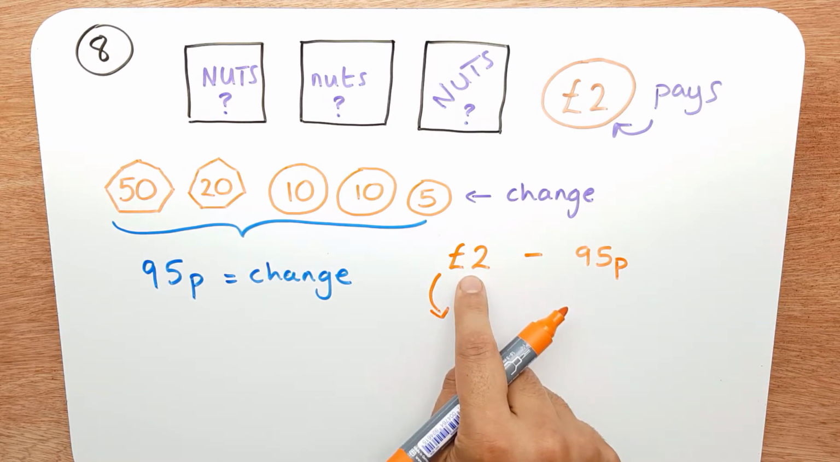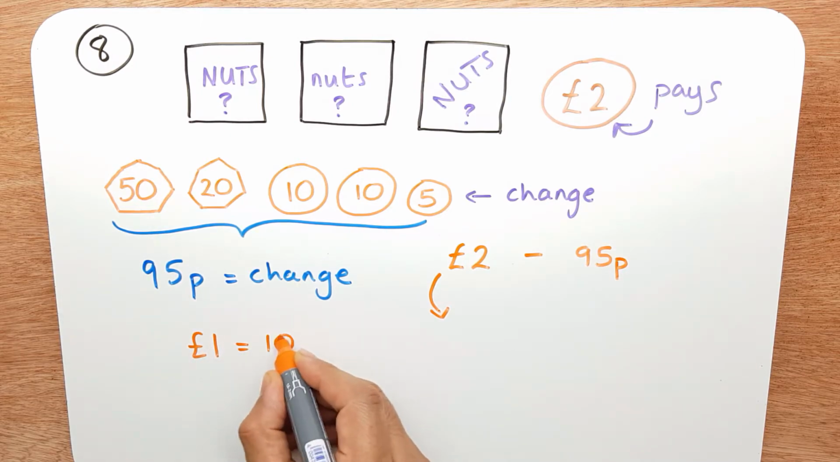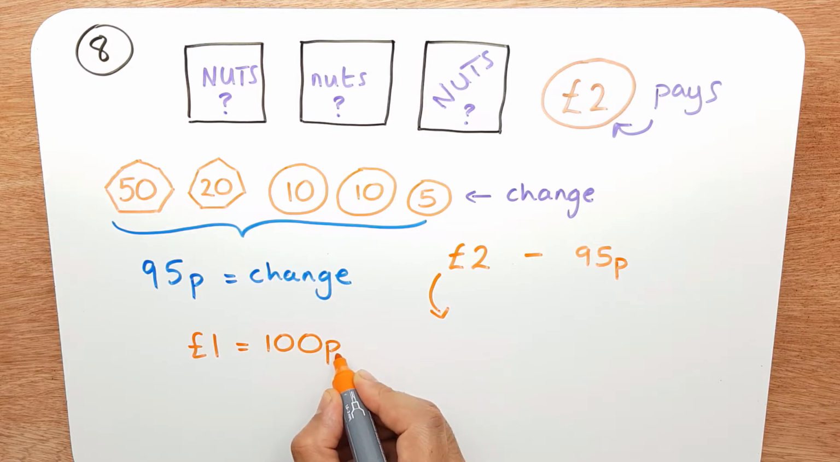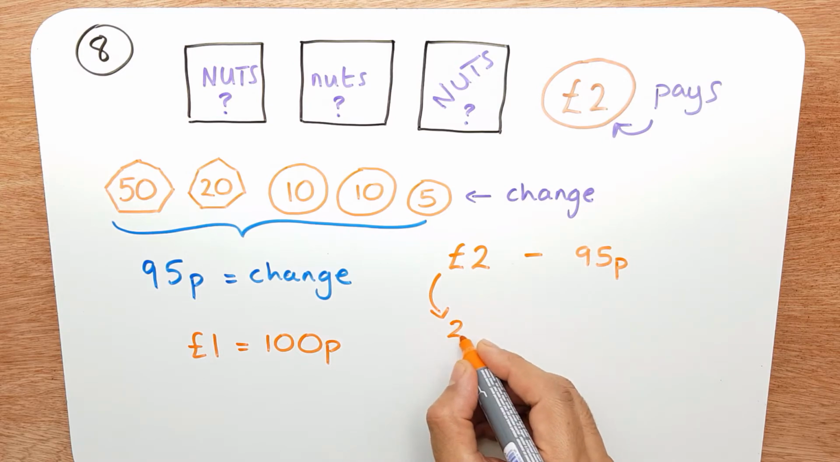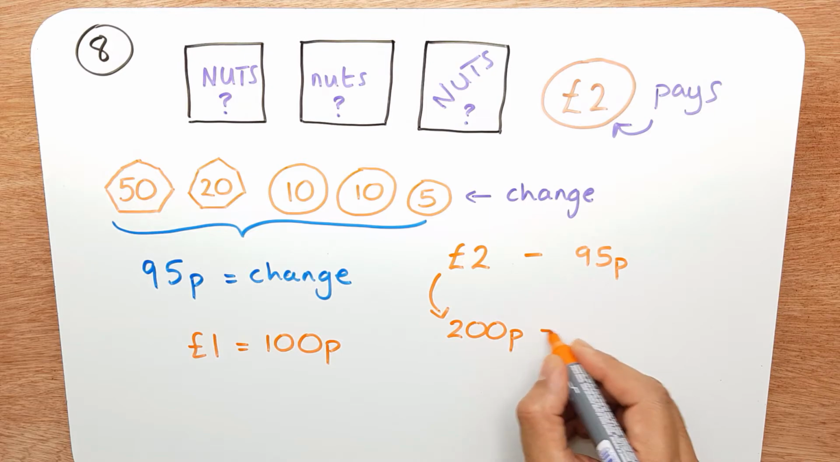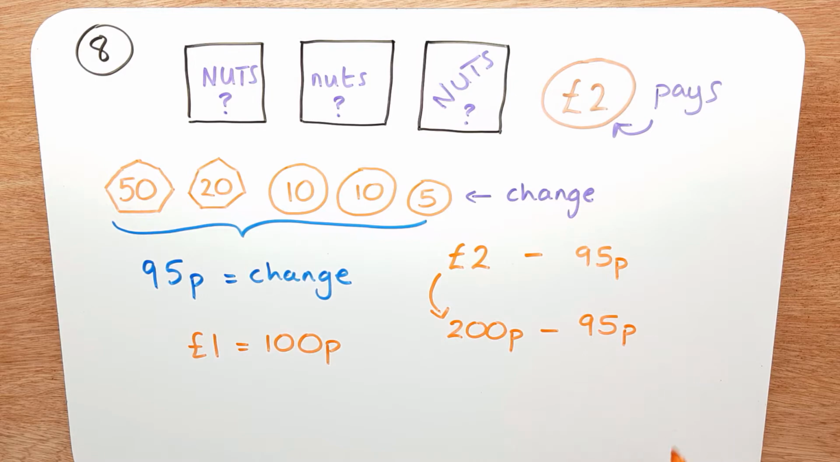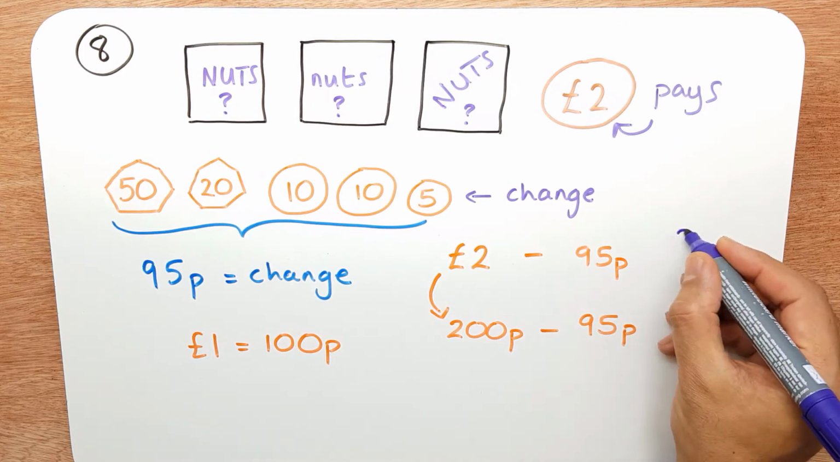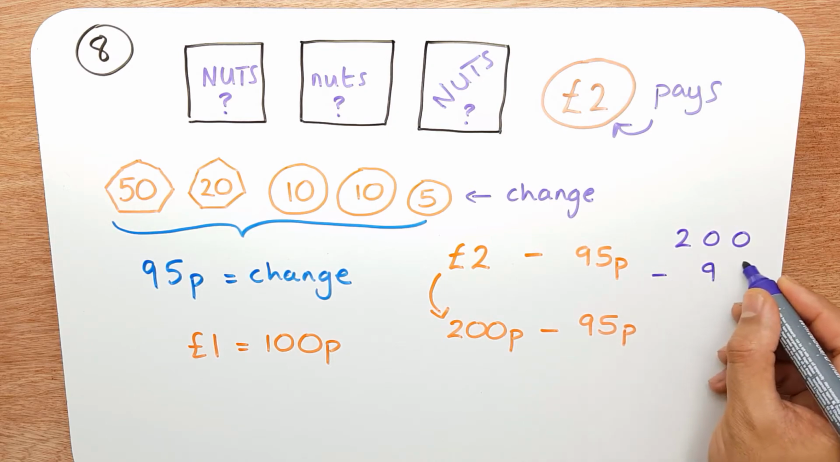So I know in £1, I have 100 pence. And in £2 I will have 200 pence. And I need to take away 95 pence. So I can do that as a column subtraction. Let's go over here. So 200 take away 95.